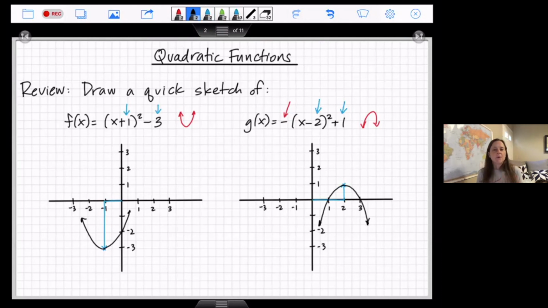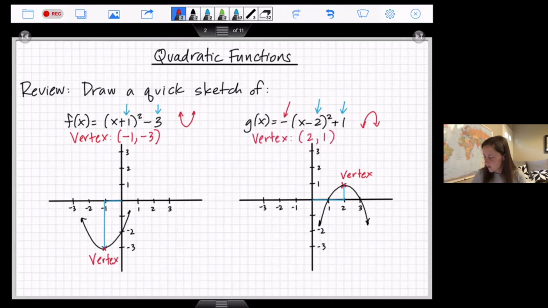So what I want us to focus on when we're going to start talking about quadratic functions is that landmark point that I've been moving around. And we're going to call that point the vertex. Okay, so that point right there, it's called the vertex. Either there or there, my vertex. And let's look at the coordinates of the vertex of each function. So for f of x, its vertex ended up at the point -1, -3. For g of x, its vertex ended up at the point 2, 1, right?